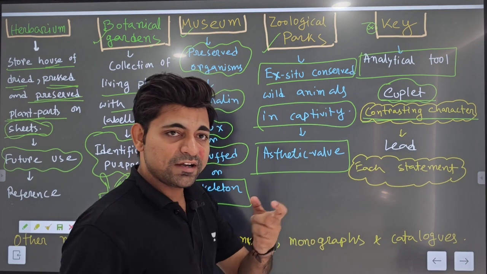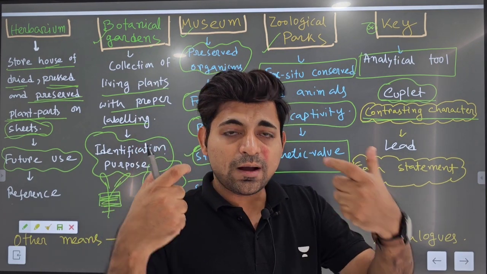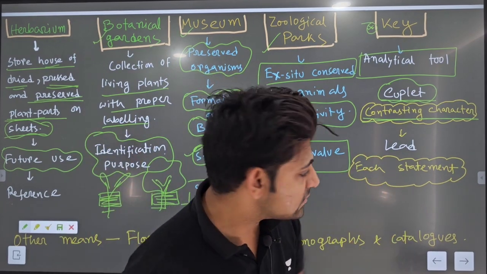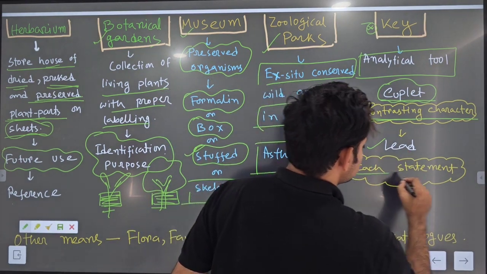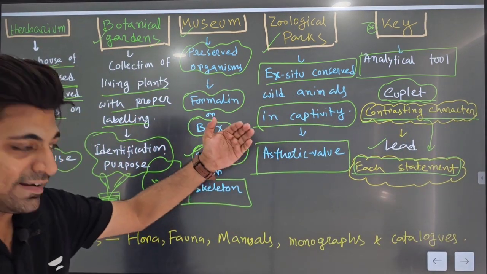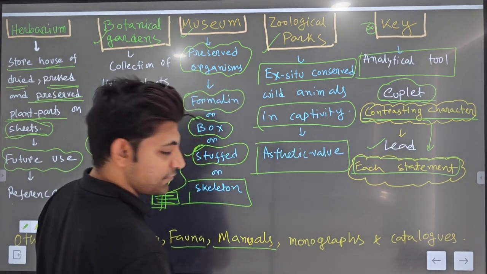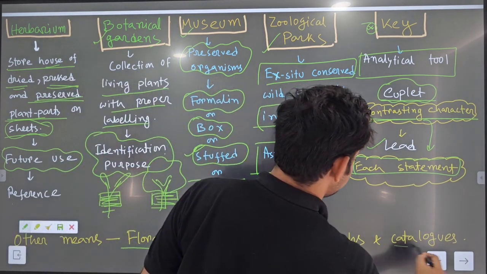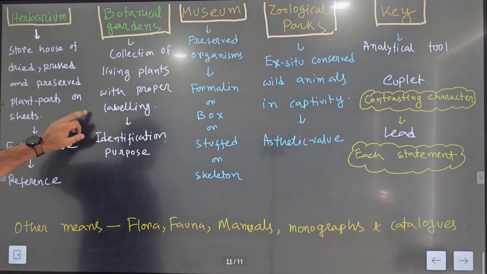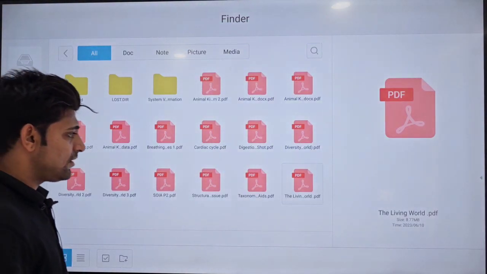Now a wheat kind of plant will be monocotyledonous. So by comparing these two couplets, monocotyledon and dicotyledon, you will get the answer: wheat is a monocotyledonous plant. That is the lead. Each statement after the comparison between the two couplets is called a lead. There are also other means like flora, fauna, different manuals, catalogs and monographs. These are also tools to study taxonomy. Now let's explore the taxonomical aids in a bit more detail.